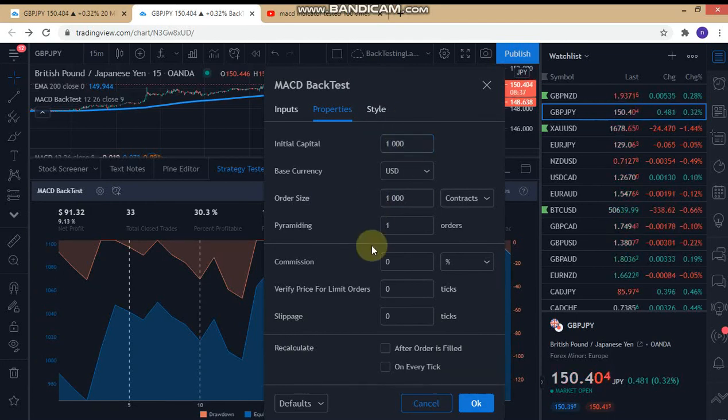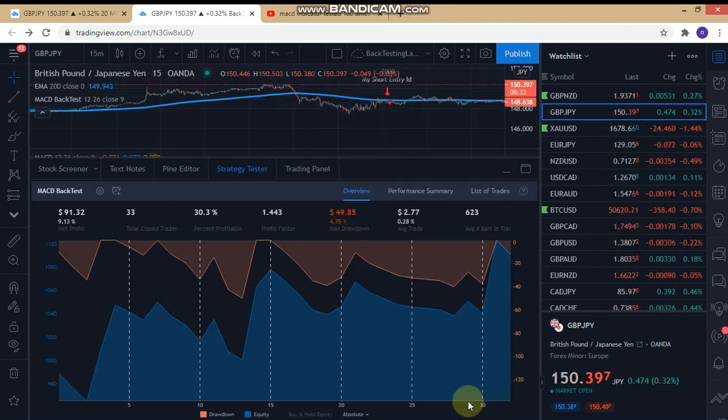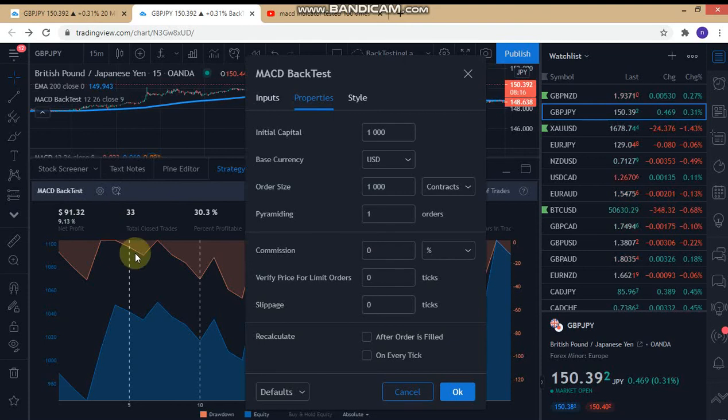So if you invested, and this doesn't even include slippage. So if you invested $1,000, you would have made $91 in 8 months. That's 10% profit, which is a lot, but we need to throw in some slippage at very minimum 6 ticks just to cover the spread.